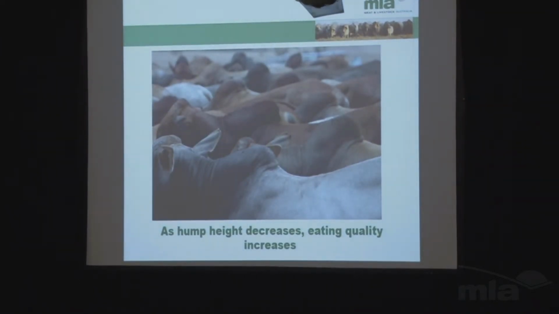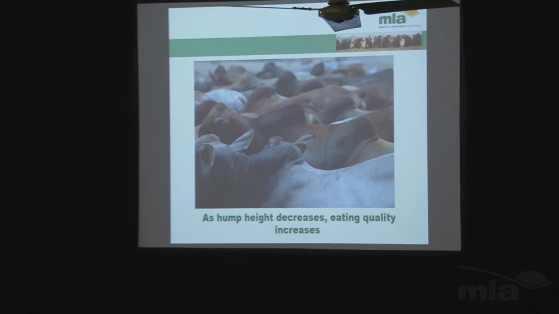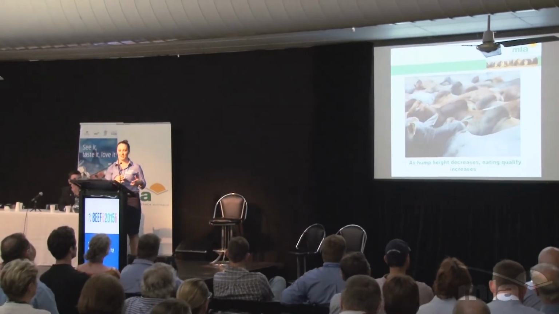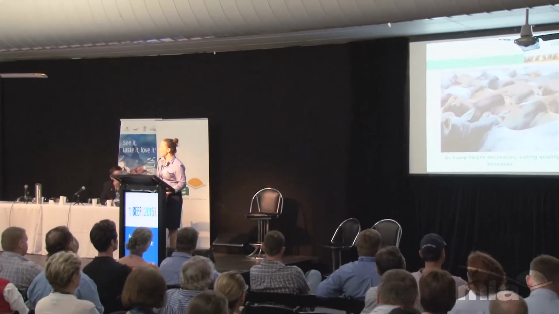Now let's talk a little bit about hump height. So when it comes to Bos indicus cattle, science tells us that there is more prevalence of what we call calpain and calpostatin gene expression. So calpain is the good guy. It's responsible for protein turnover in the live animal and thus aging in the carcass. And then we have calpostatin, which is the brake.